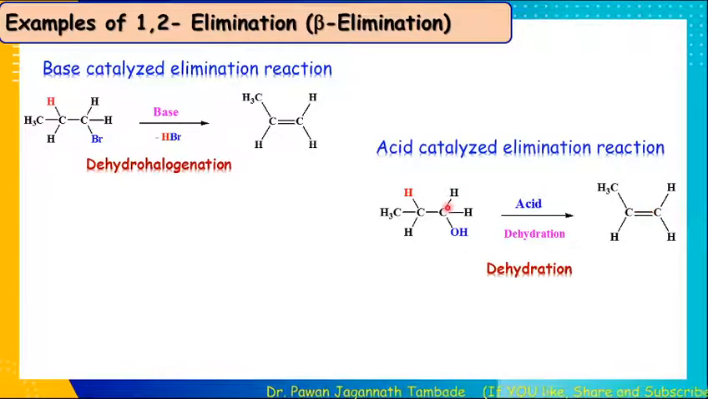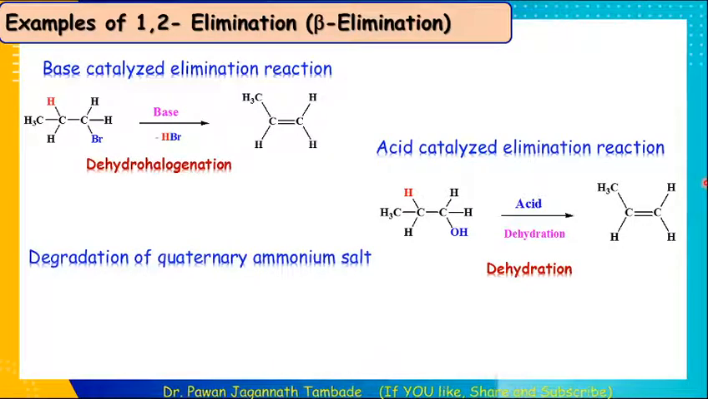So when this alcohol is allowed to react with some mineral acid, then it undergoes dehydration, that is removal of water. This hydrogen from one carbon atom and OH from other carbon atom are eliminated and there is a formation of carbon-carbon double bond. Such reaction is called as dehydration reaction, which is normally carried out with the help of acid as a catalyst. And the next example in beta elimination is degradation of quaternary ammonium salt.